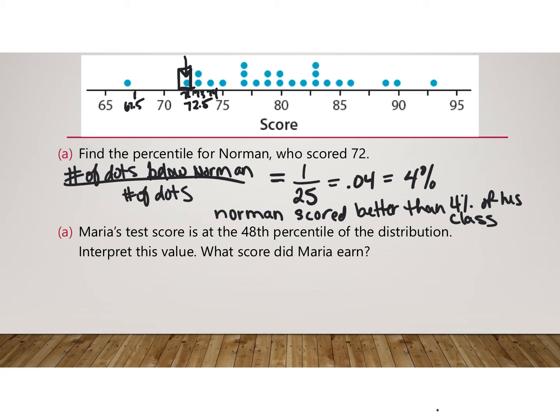So Maria was at the 48th percentile. What does that mean? Write that down. Maria scored better than 48% of her class.